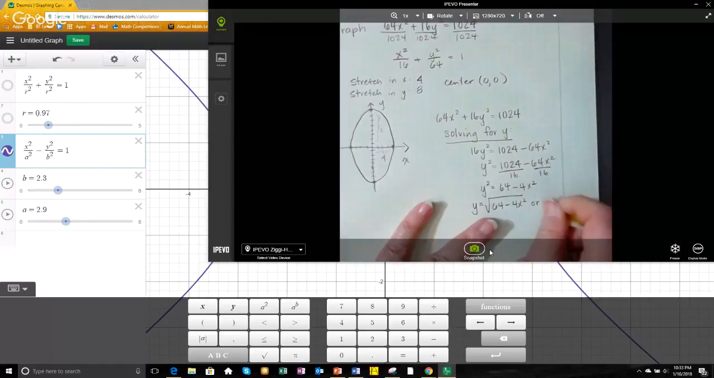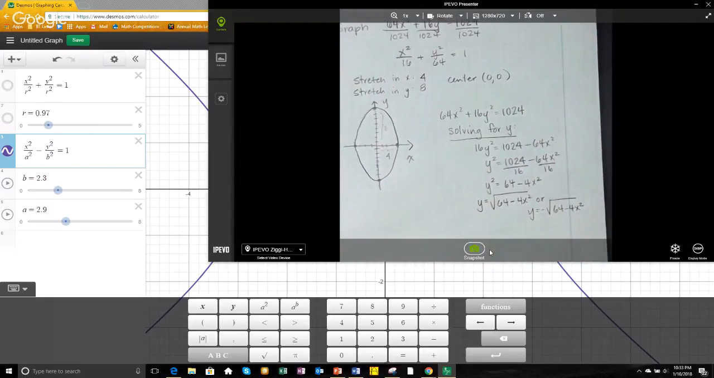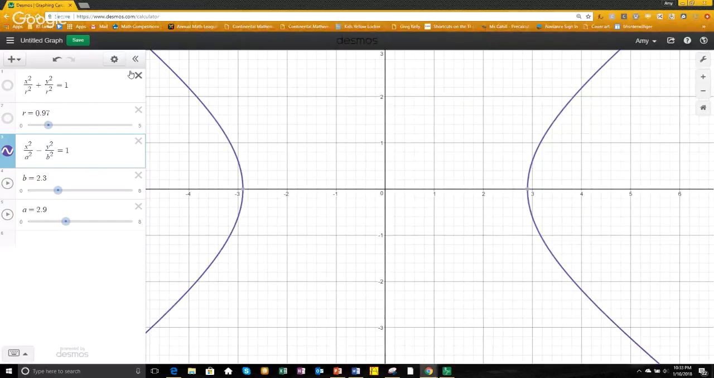It helps if I write it correctly. I'll write it down here. Y equals negative square root of 64 minus 4x squared. Okay, and so I'm going to have two implied functions of y. So let's go to Desmos and see what happens.